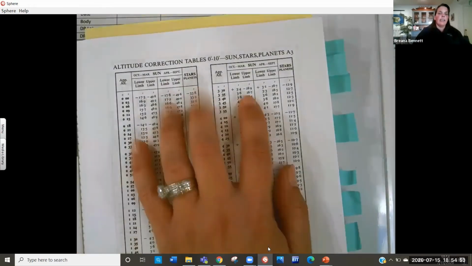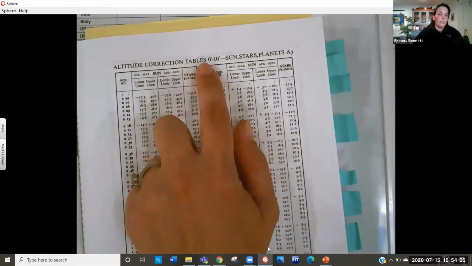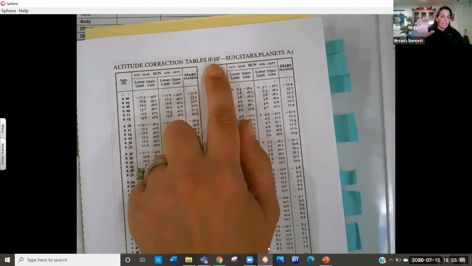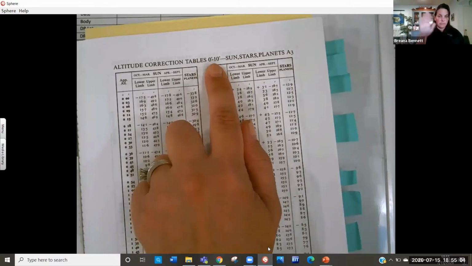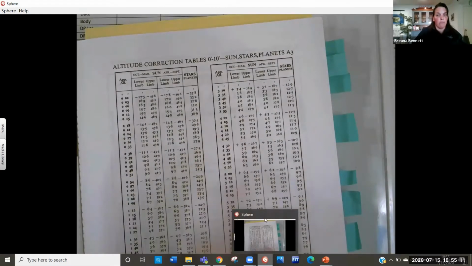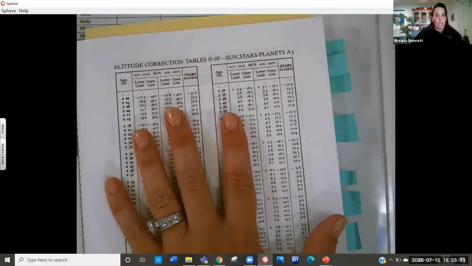A3 is for an altitude of 0 to 10. So those are if we observe the sun right as it's rising or right as it's setting, it's only 0 to 10 degrees above the horizon. So we have a little bit more corrections to apply if it's low, or a star or a planet.